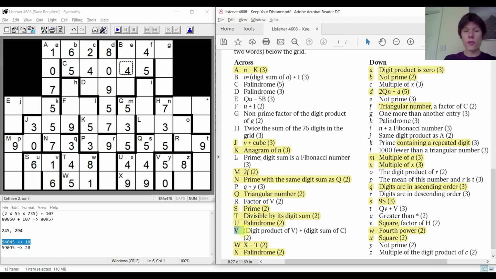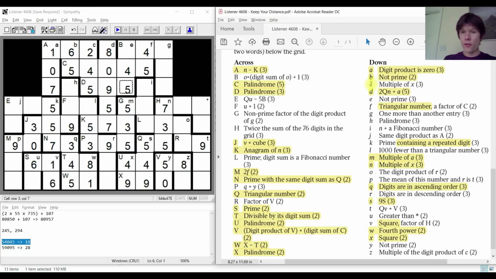So we can cross off the clue for V because this is now the only option. We also are able to cross off the clue for C, which is now a palindrome. C down must be 5 times little x, which is 245, and big D, which is also a palindrome, must therefore be 495, and we can cross that off.